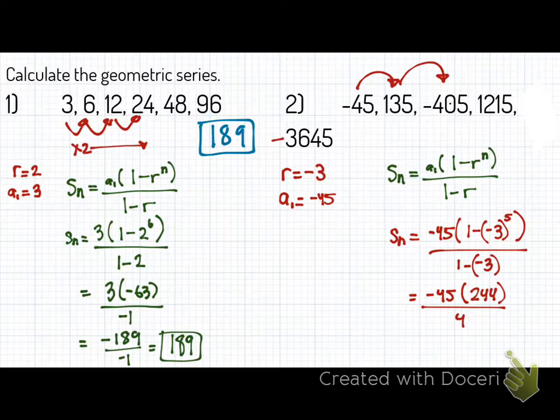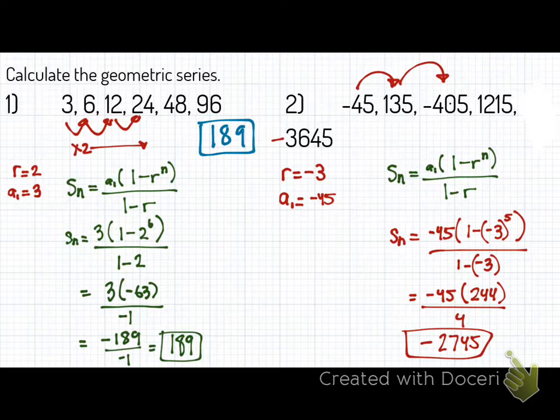Good. It's going to be negative 2,745 is your answer. Okay? Is this difficult? No, it's kind of procedural. This is very basic. You just got to go through the process. But the concept here is that you're adding a bunch of numbers together.